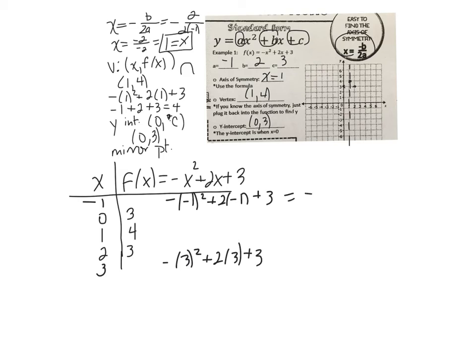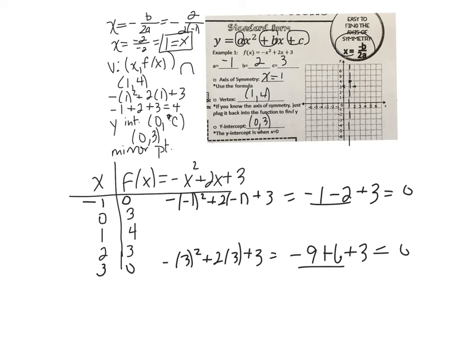So I have a negative 1 squared to 1, so negative 1 minus 2 plus 3. Negative 1 minus 2 is negative 3, and negative 3 plus 3 is 0. When I plug in a negative 1, I get 0. When I plug 3 in, I should also get 0 because these are mirror images of each other. So when I plugged in a 3, I have negative, and then 3 squared is 9, so negative 9 plus 6 plus 3. Well, negative 9 plus 6 is negative 3. Negative 3 plus 3 is 0.